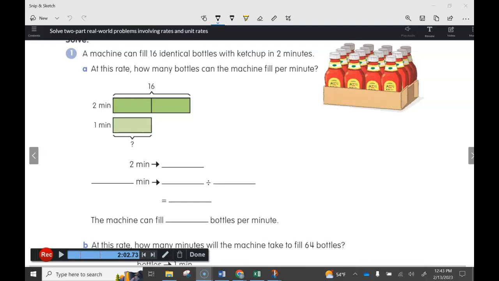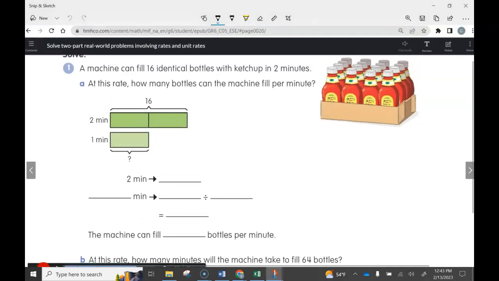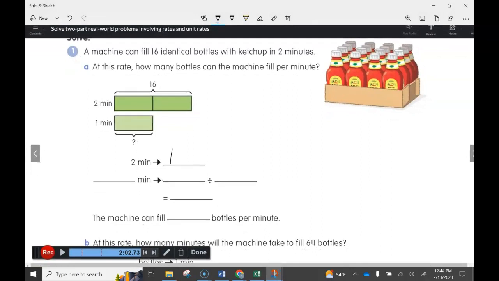We think about a couple of things with this problem. In 2 minutes, 16 bottles. That's the rate that we have, but that's not the unit rate. Remember, it has to be per minute. In order to get it in 1 minute, we take that 2 minutes and divide by 2. So in 1 minute, 16 bottles divided by 2 is 8 bottles. The machine can fill 8 bottles per minute.